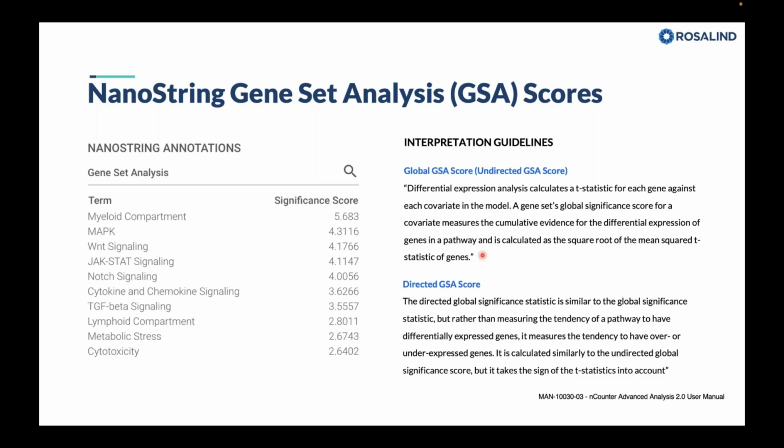The directed score below, again, I'm just going to read this to you in case you haven't read this before. The directed global significance statistic is similar to the global significance statistic, but rather than measuring the tendency of a pathway to have differentially expressed genes, it measures the tendency to have over or under expressed genes. It is calculated similarly to the undirected global significance score, but it takes the sign of the t-statistics into account. So again, this is describing how this score is interpreted and calculated, but it's not always clear to all the readers that see this for the first time. So let's break it down and go a little deeper on what this means.